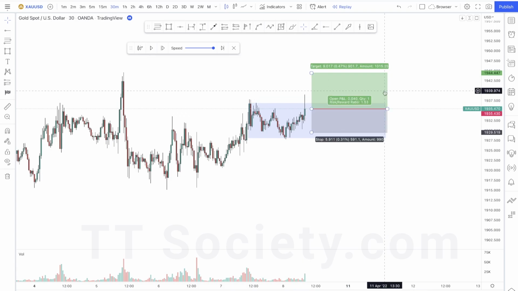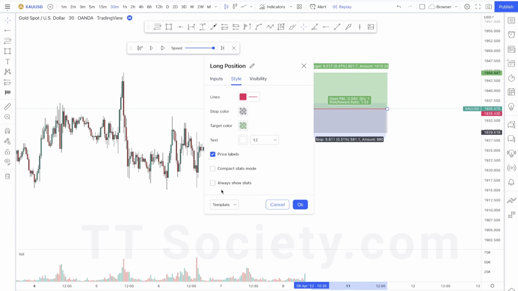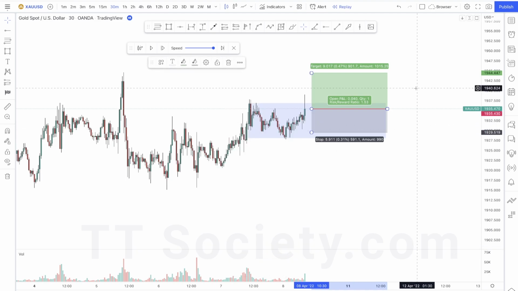Now what we're going to do is we're going to record this data. I'm going to double click here. I'm going to click on style, always show the stats. $1,000, 1% account risk, and let's take that data and move it in to our journal.